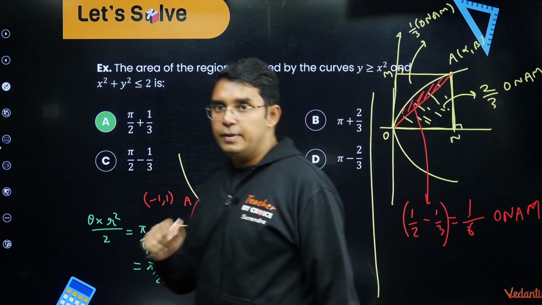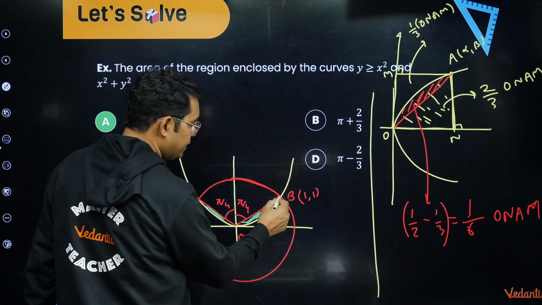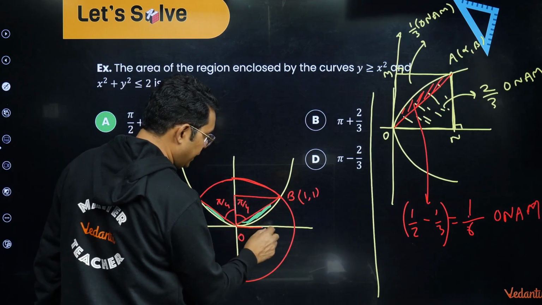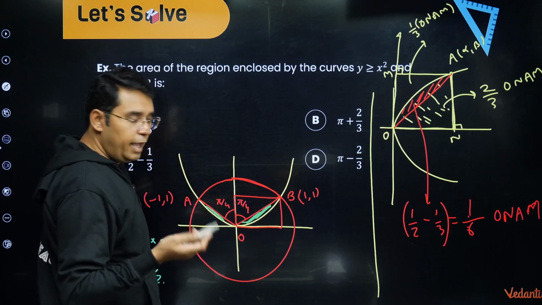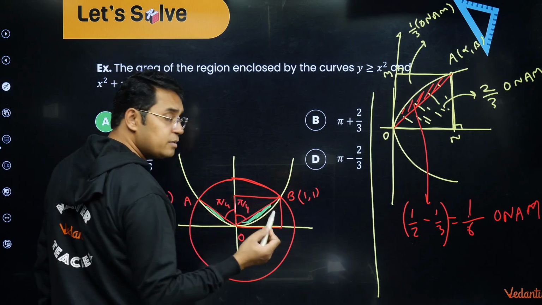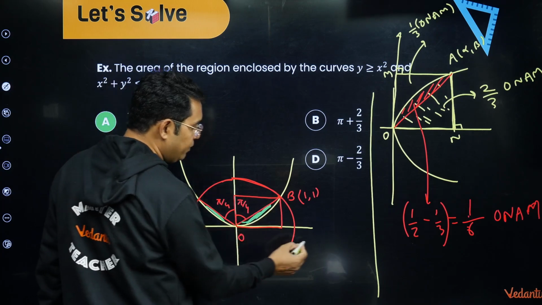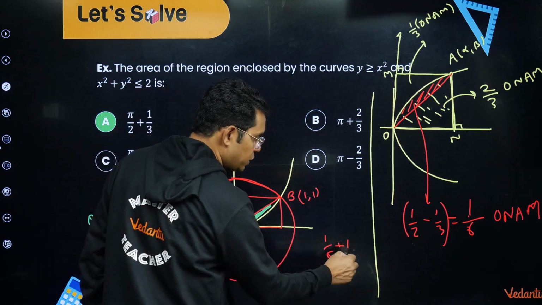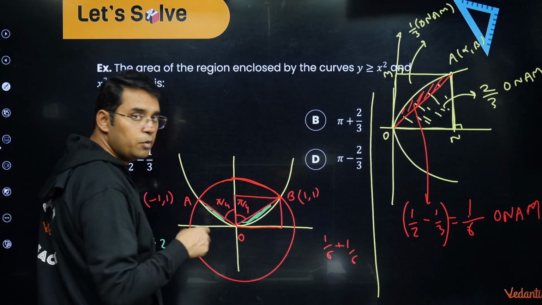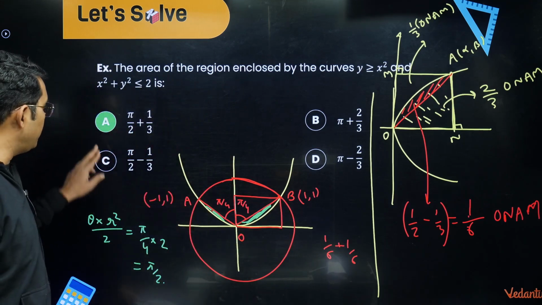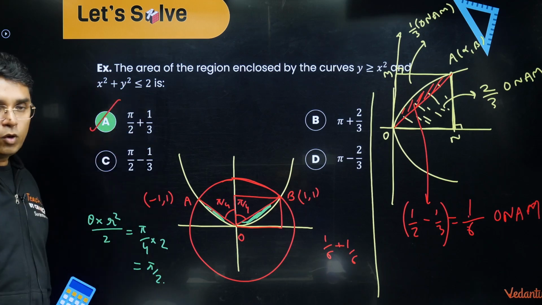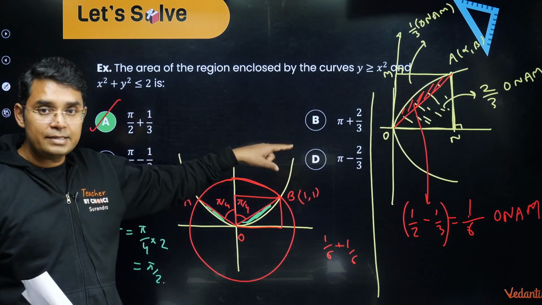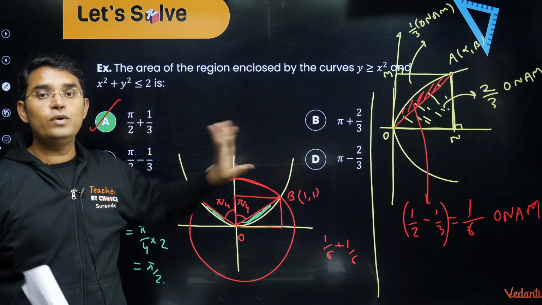Now how it is helping, please listen carefully. If this point is (1, 1) and I complete the rectangle which I talked about, this rectangle will have area equal to 1. Actually it has become a square in this case, so 1 into 1 is 1. So this area will be 1 upon 6 of 1, and similarly this will also be 1 upon 6. So 1 upon 6 from here and 1 upon 6 from here gives 1 upon 3, and adding to pi by 2 will give you this answer as A. But this can only be done if you remember that result: 2/3, 1/3, 1/6.